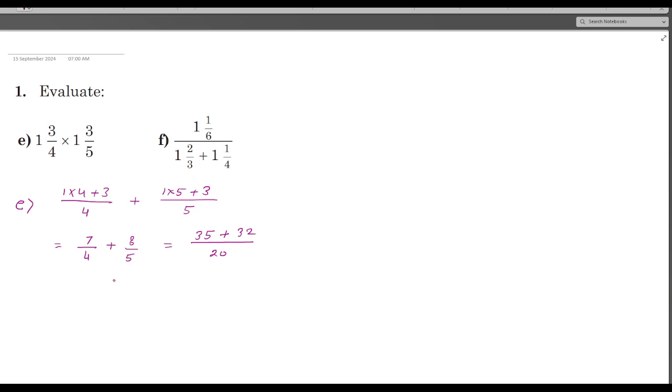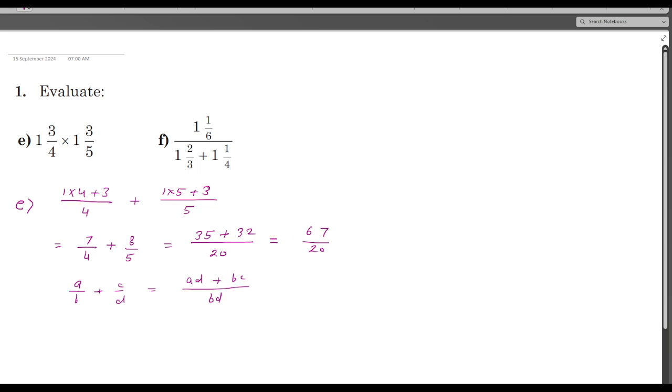Or the simple way is that if it is in the form of a by b plus c by d, the same thing can be achieved by writing ad plus bc divided by bd. So 35 plus 32 divided by 20 is 67 divided by 20. As my problem is in mixed fraction form, I can write this answer also in the mixed fraction form.